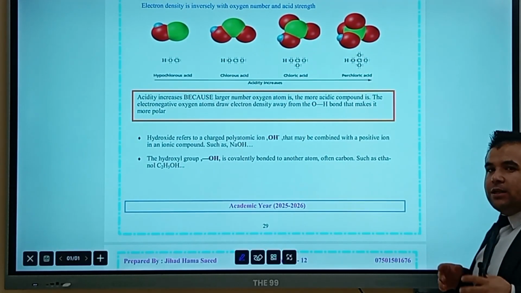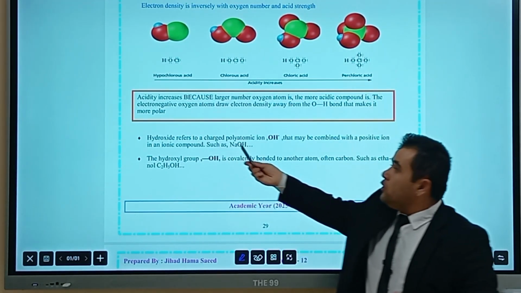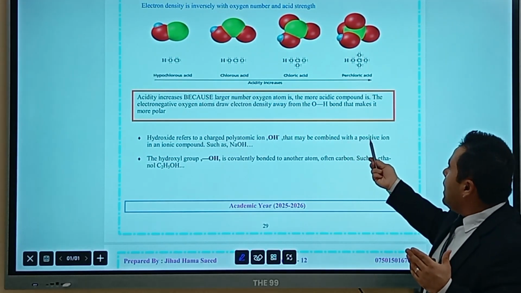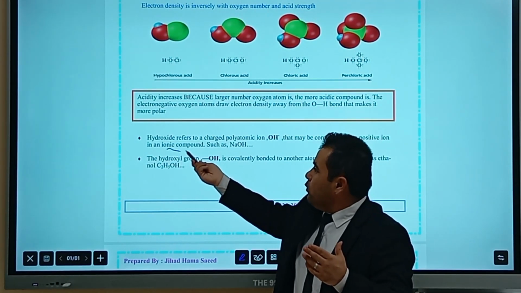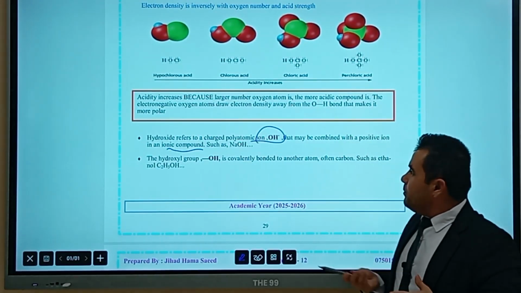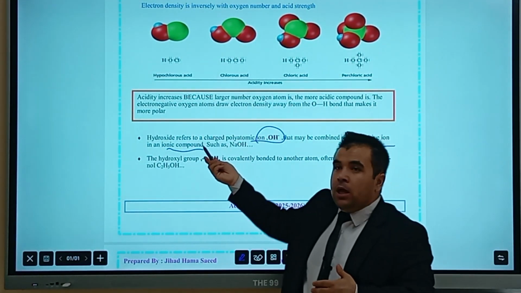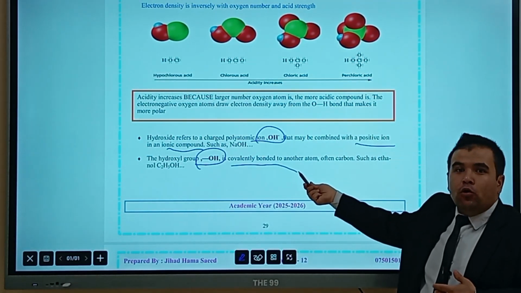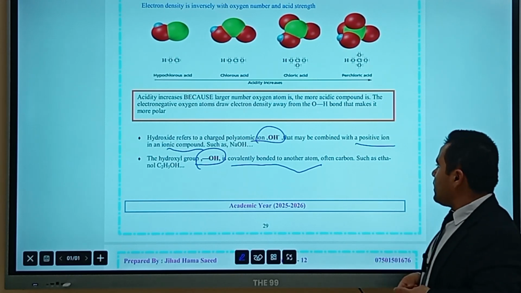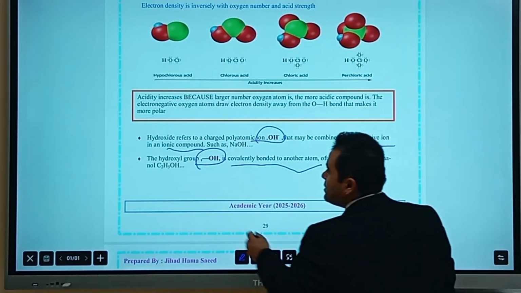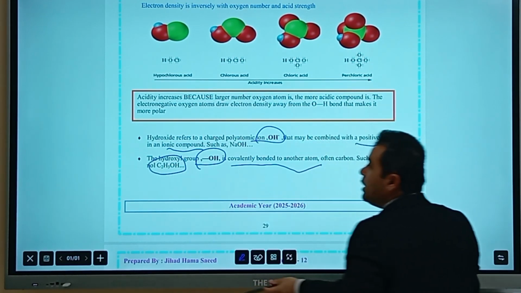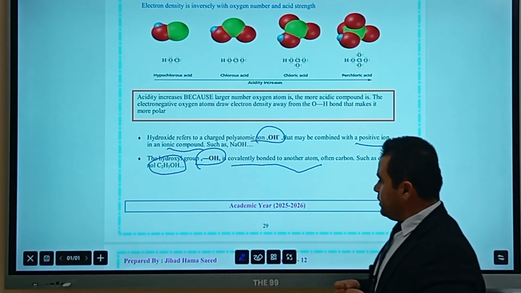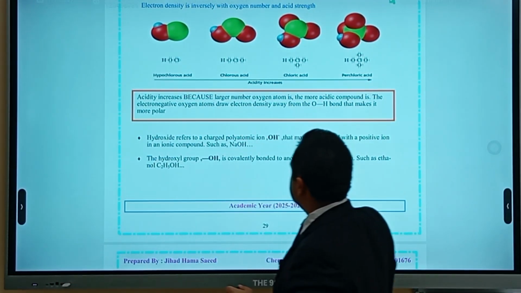The difference between hydroxide and hydroxyl, guys, is that hydroxide refers to a charged polyatomic ion, which is OH negative, and it's combined with positive ions in ionic compounds. But a hydroxyl group is OH covalently bonded to other central atoms, often carbon, such as C2H5OH, which is ethanol, and the hydroxyl group exists in molecular compounds, not in ionic compounds.